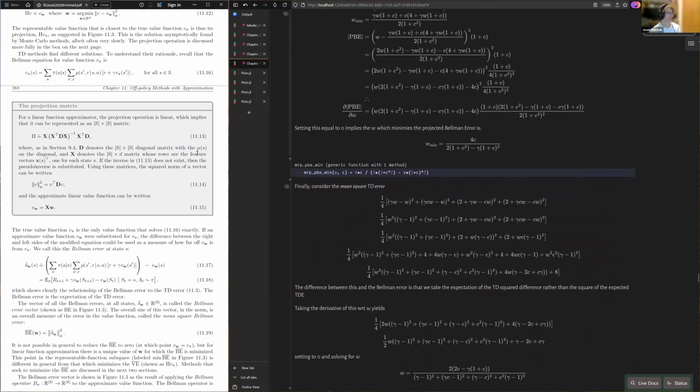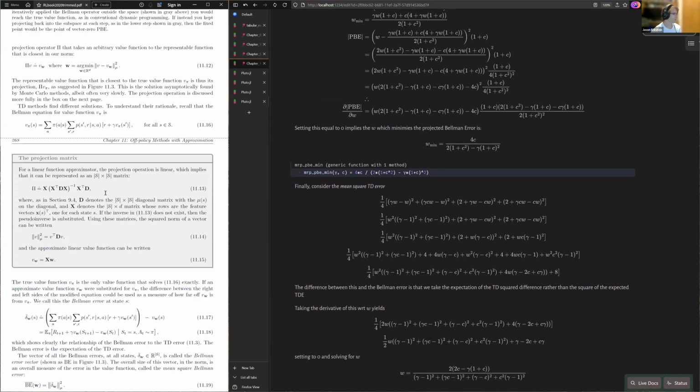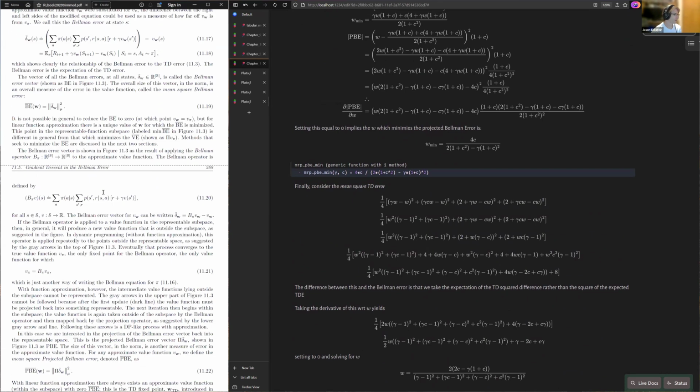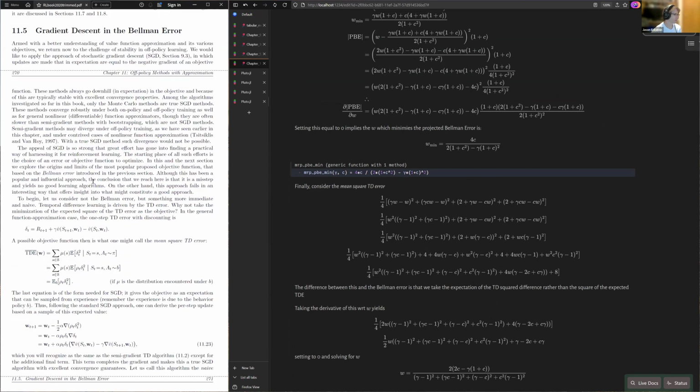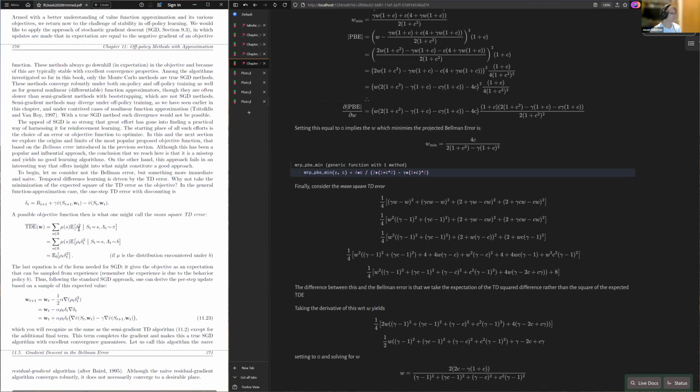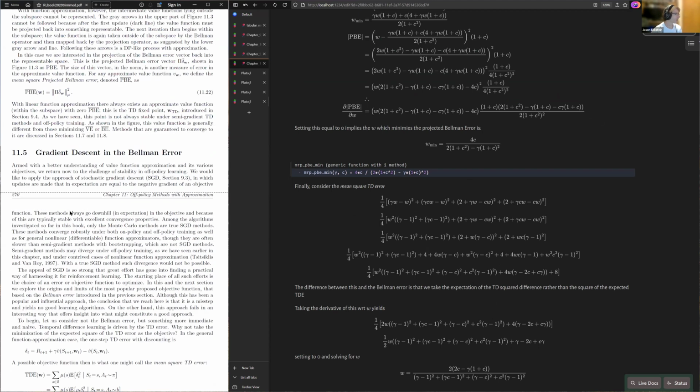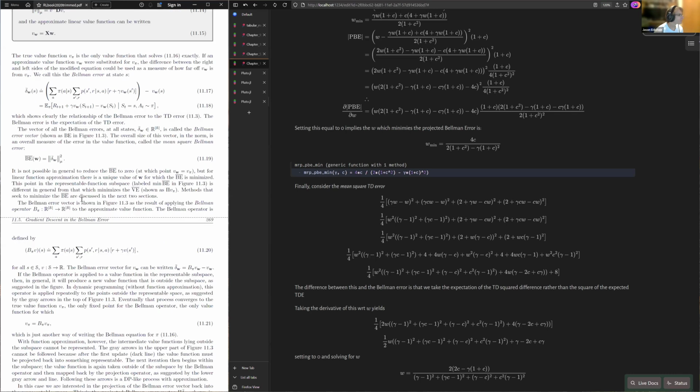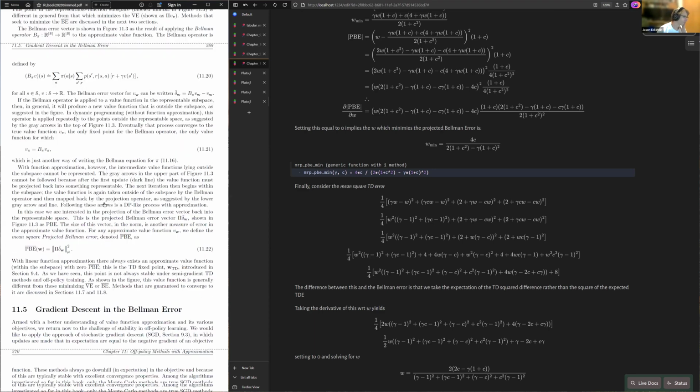The mean squared TD error is what is considered in the book here, instead of the Bellman error. If you distinguish the two, it's kind of subtle, but with the Bellman error, if you imagine this expression plugged in here, we have the expected value of the TD error, and then we have this distance metric on it to minimize it.